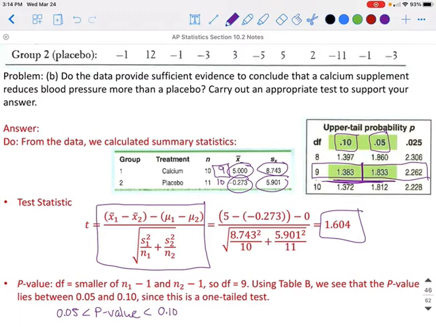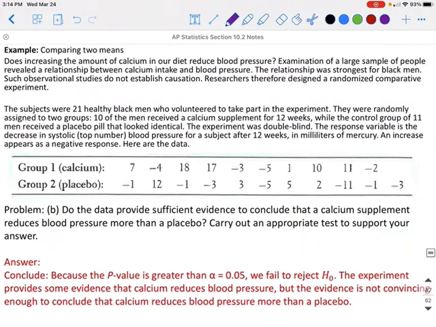So based on this p-value, we will write our conclusion. Because the p-value is greater than alpha equals 0.05, we fail to reject the null hypothesis. The experiment provides some evidence that calcium reduces blood pressure, but the evidence is not convincing enough to conclude that the calcium reduced blood pressure more than the placebo.